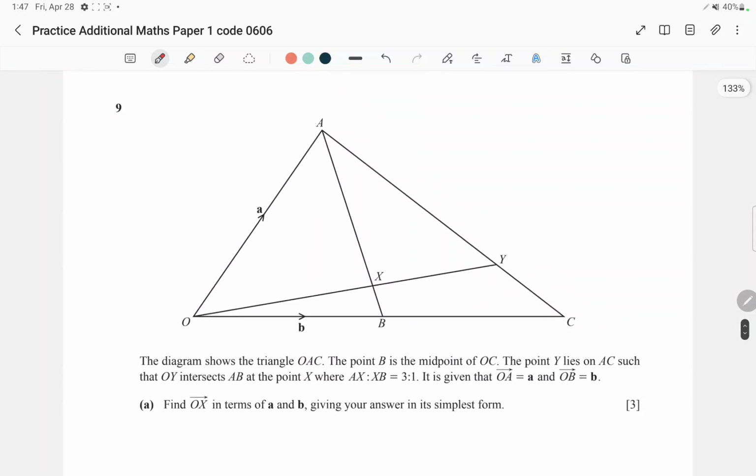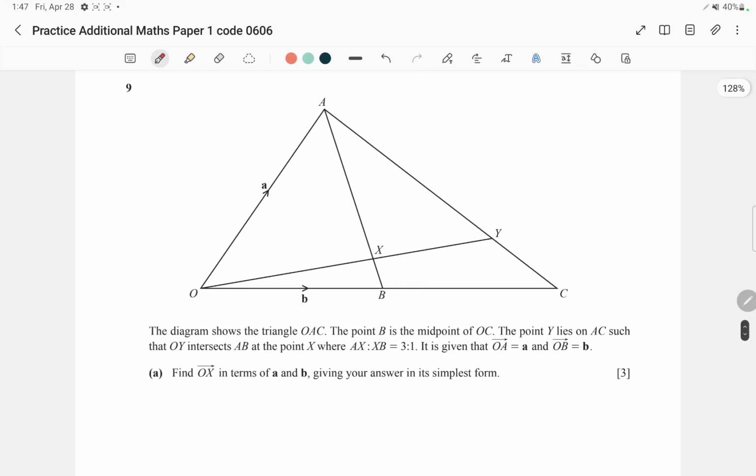Okay, now move to the next question that says the diagram shows the triangle OAC. Point B is the midpoint of OC. So this is also B vector. Now the point Y lies on AC such that OY intersects AB at the point X, where AX to XB is 3:1. It is given that OA is A. Okay, understood. Find OX in terms of A and B.